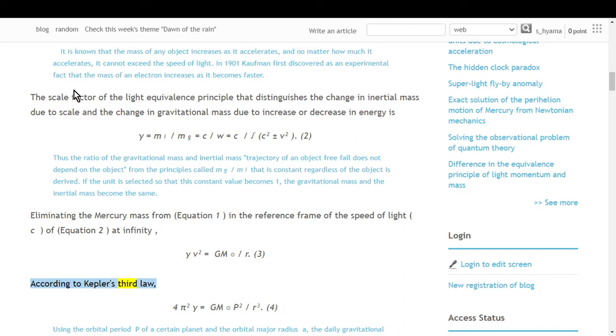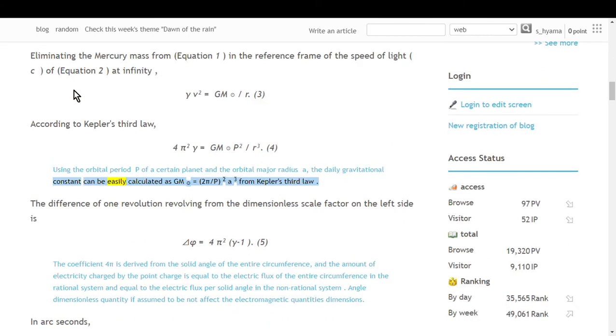According to Kepler's third law, 4 pi^2 gamma = GM p^2 / r^3, (4). Using the orbital period p of a certain planet, and the orbital major radius a, the daily gravitational constant can be easily calculated as GM = 4 pi^2 a^3 / p^2 from Kepler's third law. The difference of one revolution revolving from the dimensionless scale factor on the left side is equal to 4 pi^2, (5).